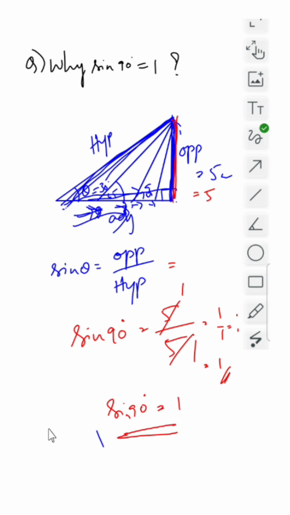In the same way, we can solve the remaining ratios like tan theta, cot, everything, how they become 1, how sine 0 is 0, like that also we can calculate. So this is just an example of how sine 90 degrees becomes 1. In the same way, we can also find out the remaining values. Thank you.